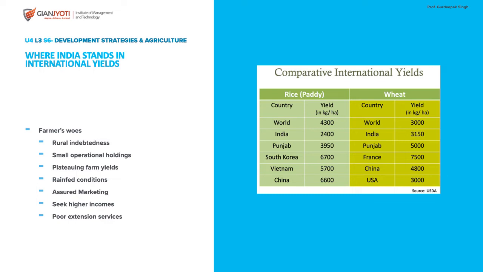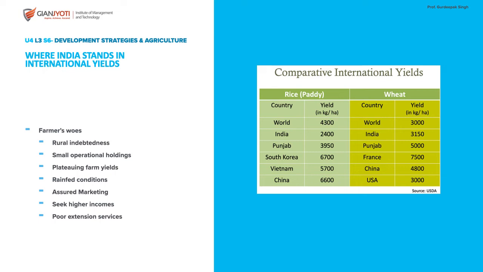Another thing which you should be looking at for Indian agriculture sector is the yield. India is doing very well in terms of the two main crops, which is rice, which we call paddy, and wheat. So if you look at the world yield in kg per hectare for rice, it is 4,300. India is not bad with 2,400 and Punjab is really good at 3,000, almost 4,000. But just look at China, 6,600 and South Korea, 6,700. So the usage of technology and new ways of increasing the yield is something India needs to adopt.